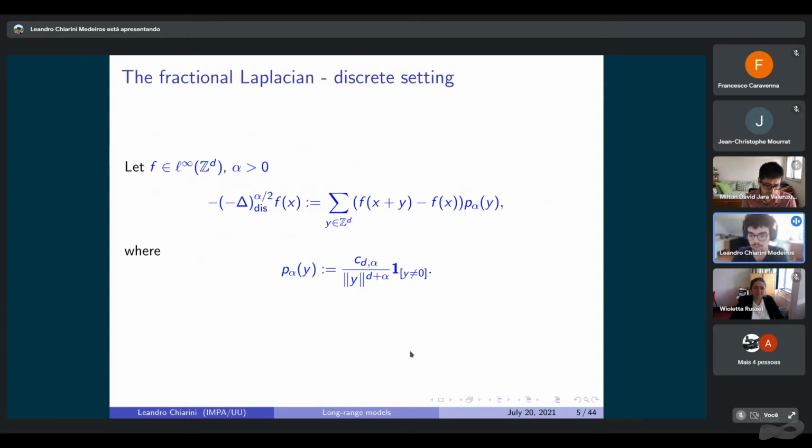But it's nothing but a probability distribution that is a power law, decaying according to a power law. And here, because we don't need to worry about problems of convergence, we can define alpha to be any positive number. Okay. As I mentioned before, we'll also be interested in periodic settings.